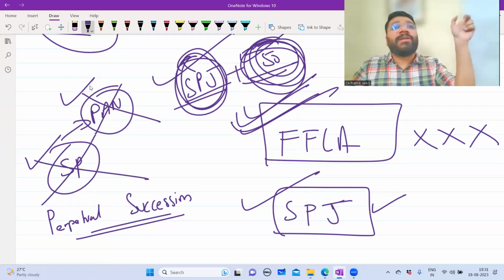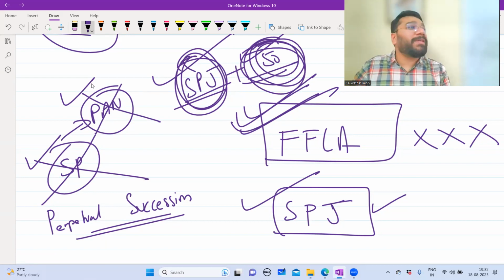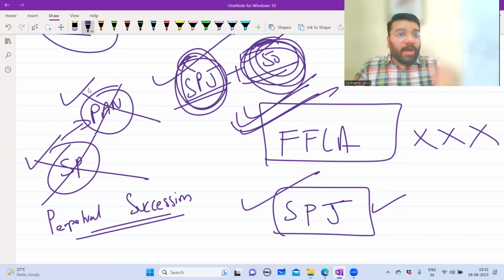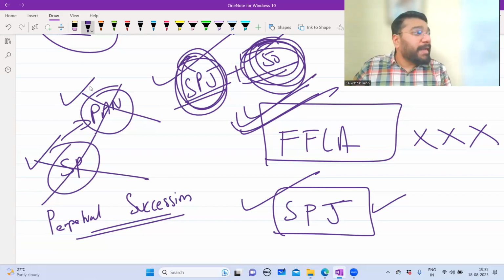Not possible. You cannot shift the PAN ID. That is the inherent limitation of the sole proprietorship concern, and the same is the case with partnership also. A partnership does not enjoy perpetual succession. If a partner dies, it has to be dissolved. Then a new partnership firm has to be created.